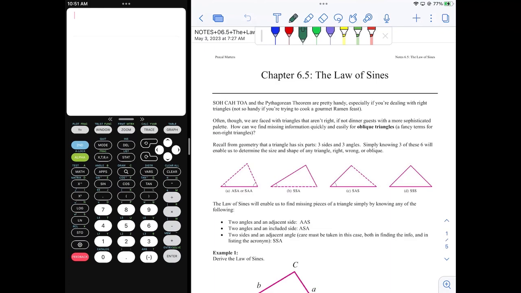So most of the triangles that we've been dealing with up to now have been right triangles. And of course, what makes a right triangle a right triangle? It's got an angle that's 90 degrees. And that means the other two angles have to add up to what? If one of them is 90, the other two have to add up to 90, because the sum of all three angles is 180.